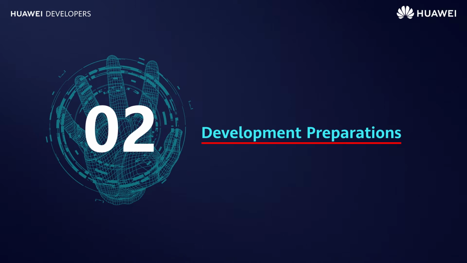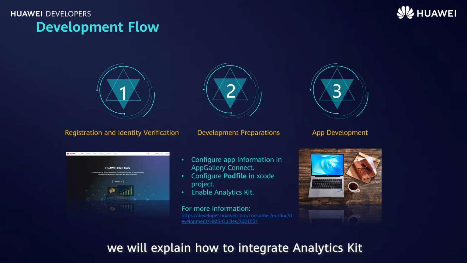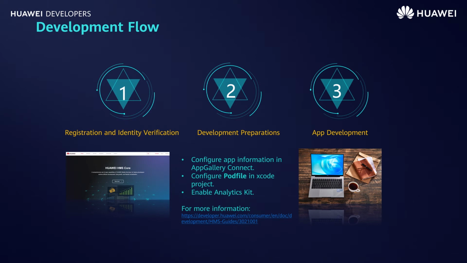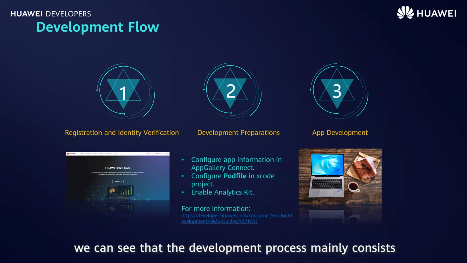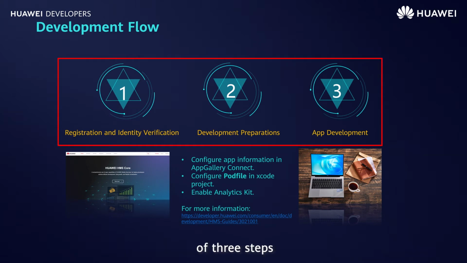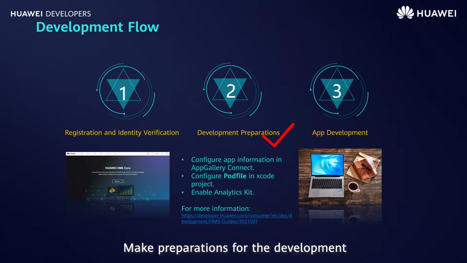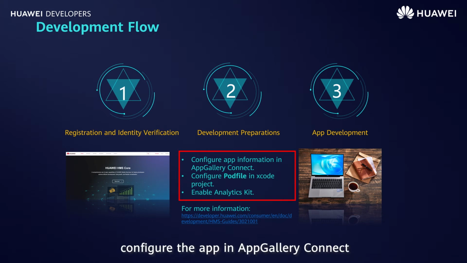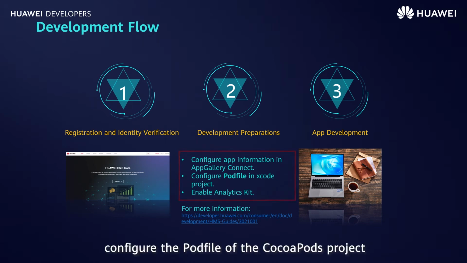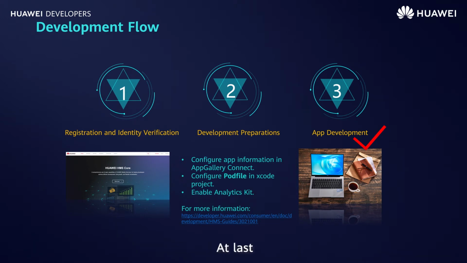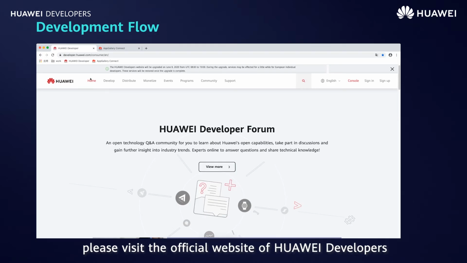The practice camp. First of all, we will explain how to integrate Analytics Kit. As shown in the figure, we can see that the development process mainly consists of 3 steps. Step 1. Sign in to Huawei developers and complete the real name authentication. Step 2. Make preparations for the development, including first, configure the app in App Gallery Connect, then configure the pod file of the Cocoa Pods project. At last, enable Analytics Kit in App Gallery Connect. For more details, please visit the official website of Huawei developers.